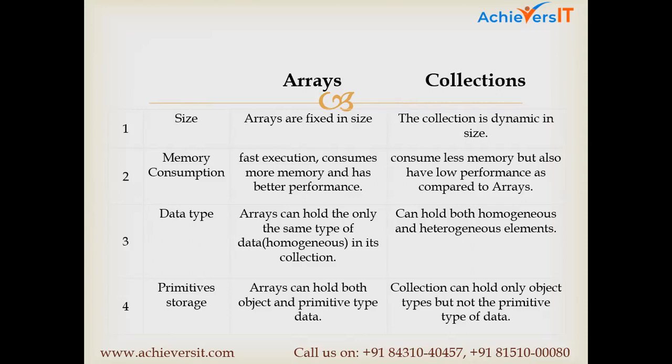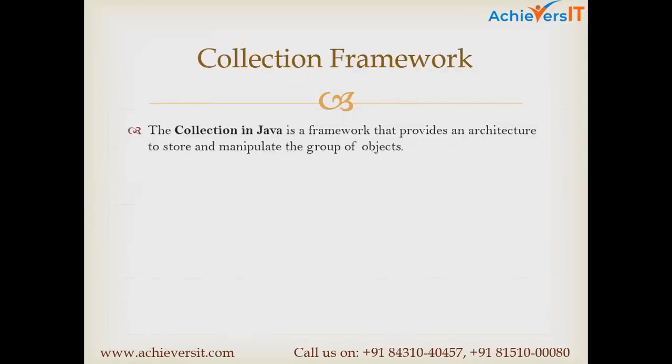When it comes to data type, an array should hold only the same type of data. You cannot change it: if you're using int, it should always be int; if you're using string, then string. But collections can contain both homogeneous and heterogeneous data, meaning same type or different type. Arrays can hold object and primitive data types, but in collections, it's always object type. It is a generic form of declaring collections, which I will explain at last. Generics is the last topic for today. So let's go to the collection framework.